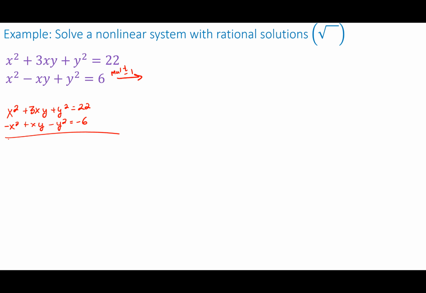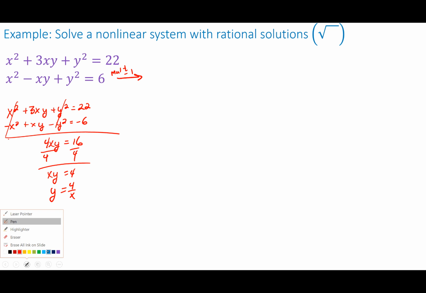Still will add to eliminate, but this eliminates my x squareds and my y squareds, and all I'm left with is 4xy equals 16. Solve this, I could divide by 4 on each side, and then I'll have xy equals 4, so y equals 4 over x. So we only have an equation, we don't have an answer yet for y, but we can use this. Let's substitute this 4 over x into one of our equations, and I'm just going to use this bottom one that I'm going to substitute in.